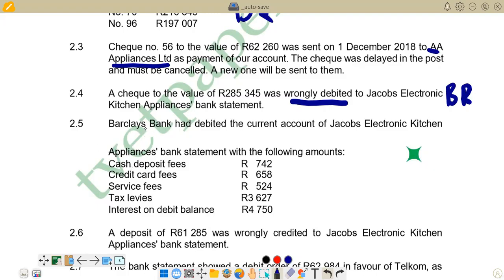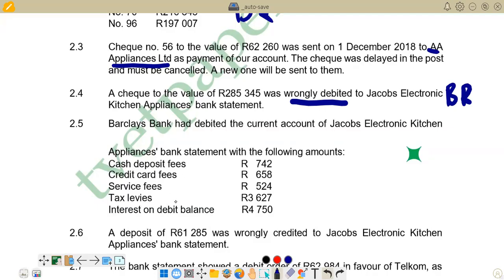Then on the next one, Barclays Bank had debited the current account of Jacob's Electronic Kitchen Appliances bank statement with the following amounts: cash deposit fees, credit card fees, service fees, tax levies, and interest on debit balance. These items are on the bank statement, but they are not there in our cash book, so we have to enter them in our cash book. If you look at them, they are all payments, so they go to the credit side of the cash book, because all payments go to the credit side. And whenever we receive money, we put it on the debit side of the cash book.